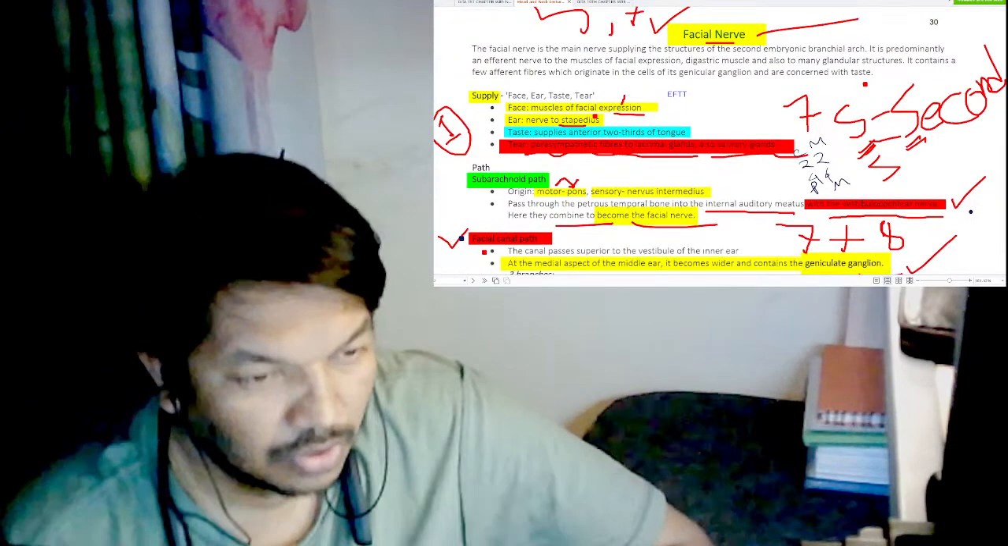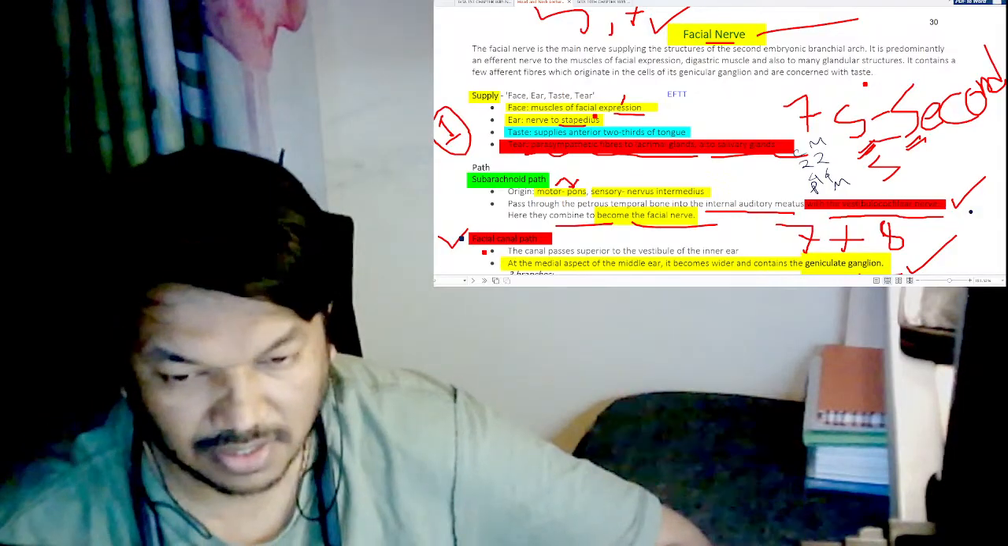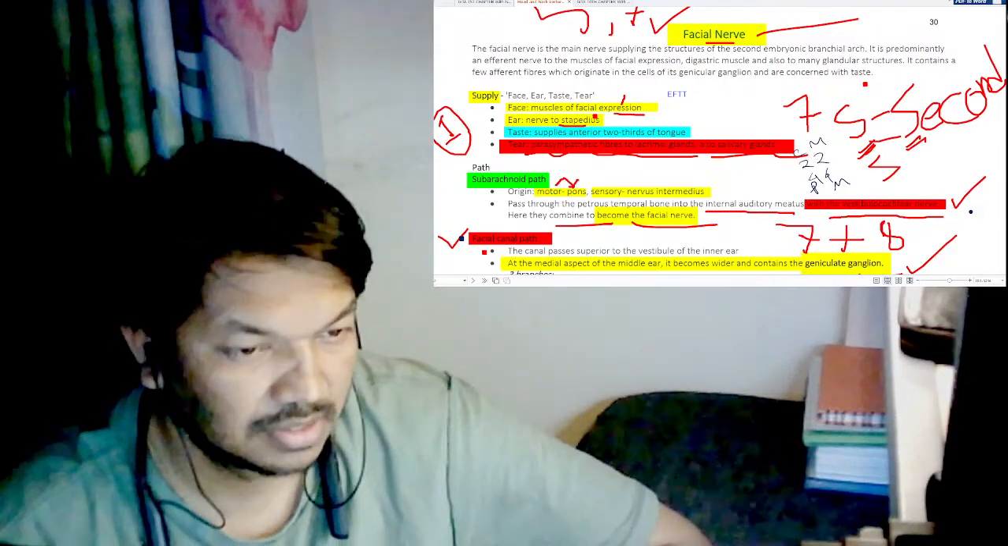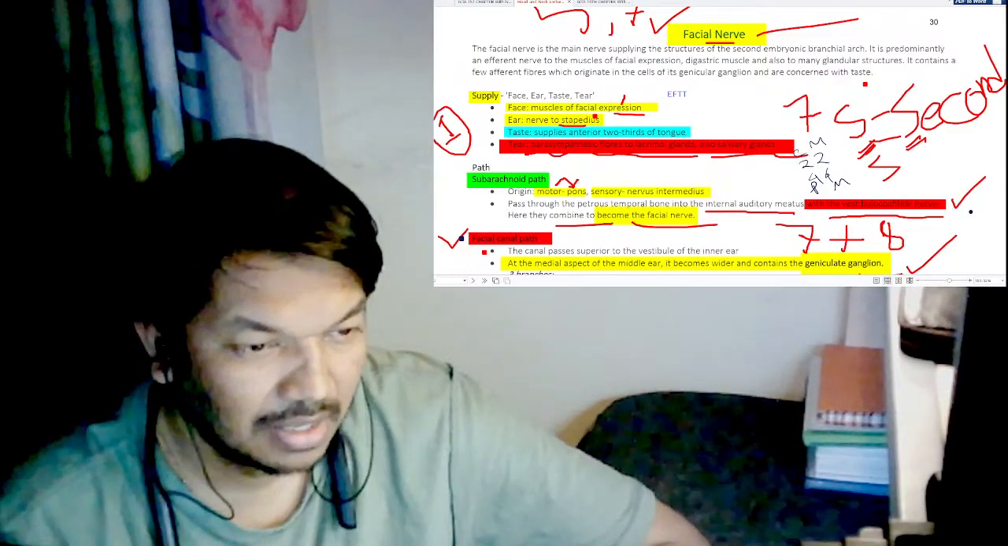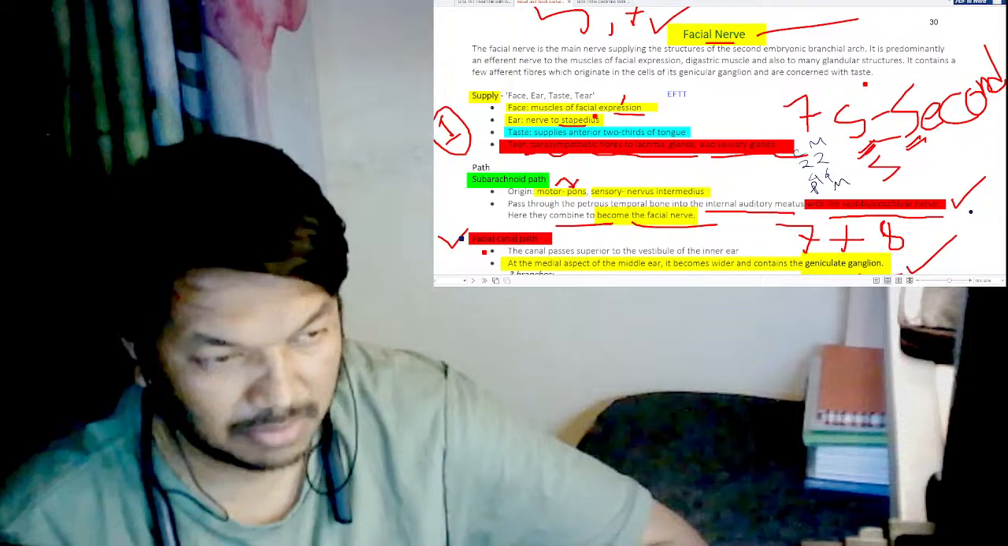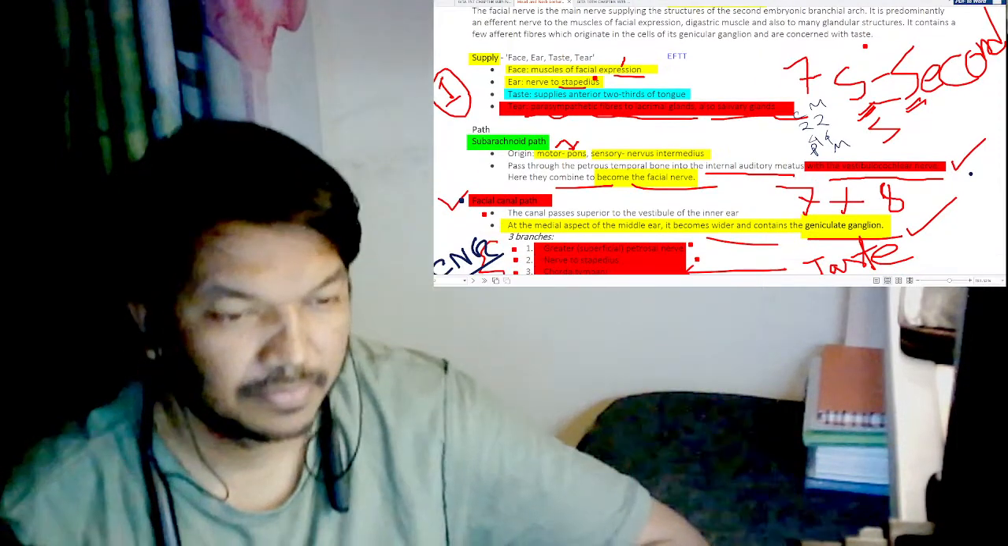Over the ear, nerve to stapedius. In the ear is supplied nerve to stapedius. In the taste, it supplies the anterior two-thirds of the tongue, and tear, parasympathetic fiber to the lacrimal gland, also the salivary gland. And the path is important.